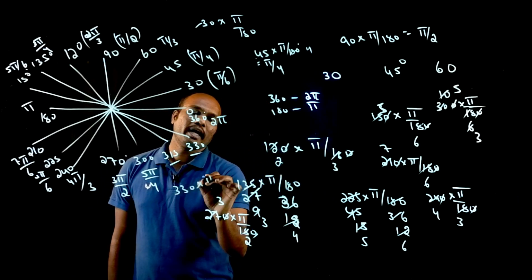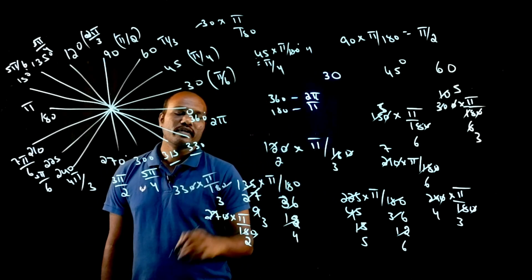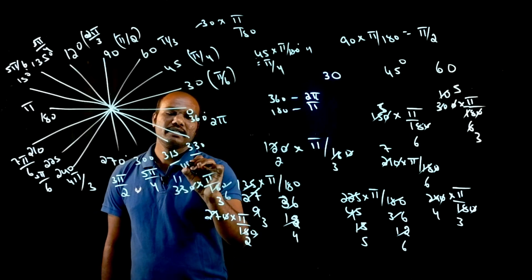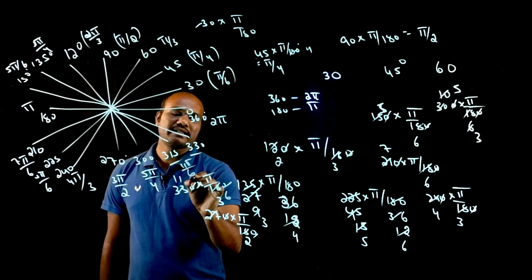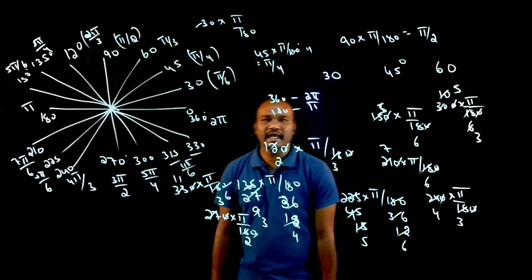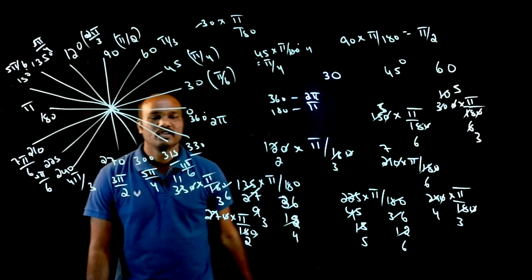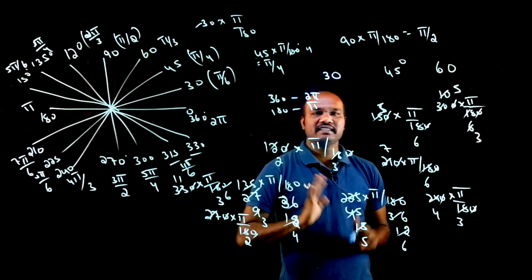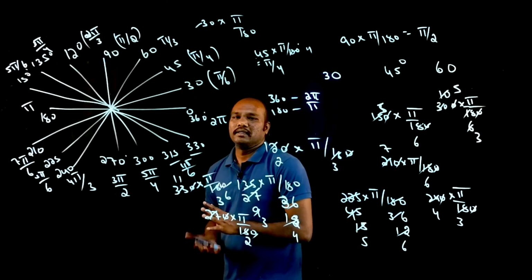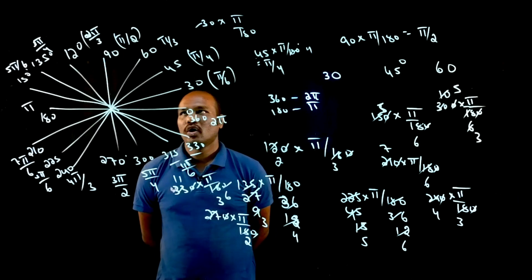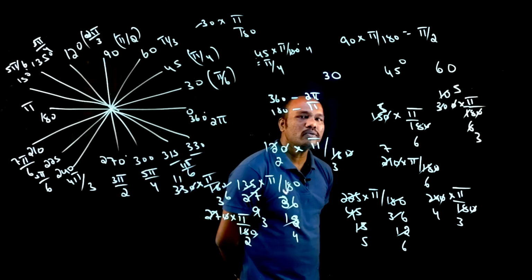330 into pi by 180. The zeros cancel. 3 11s are 33, 3 6s are 18. So 11 pi by 6. Again 330 degrees is 11 pi by 6. 315 degrees: can you solve all of this like this? Yes or no? Converting from degrees to radians, can you do it? Yes. Okay, you can now convert from degrees to radians.